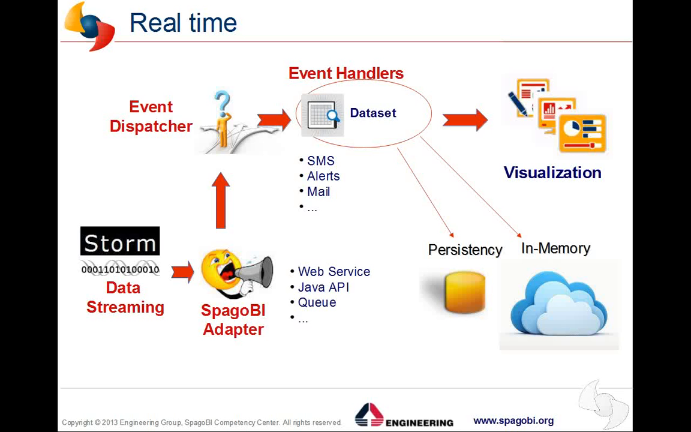So the event dispatcher could also try to put this data to different handlers, so SMS, alerts, emails, but in this case the best choice, of course, is the dataset handler, which will take the output of the data streaming and possibly with a time window. So the dataset will be notified after a sliding time window of the newly available data.